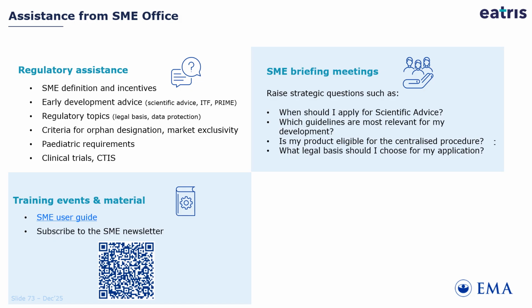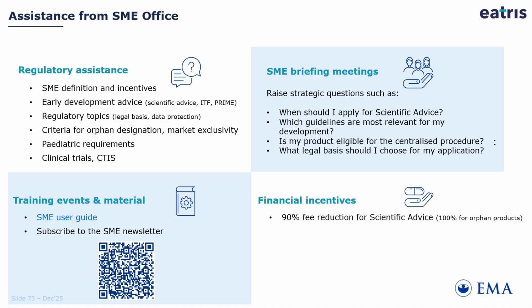like the SME User Guide, which provides a comprehensive overview of the centralized procedure and helps SMEs navigate the EU regulatory framework for medicines. To ensure receiving the latest scientific and regulatory news, developers can subscribe to the EMA SME newsletter. SMEs with a valid EMA SME status have access to financial incentives, including a 90% fee reduction for scientific advice, and 100% fee reduction for SMEs with a product holding an orphan drug designation.